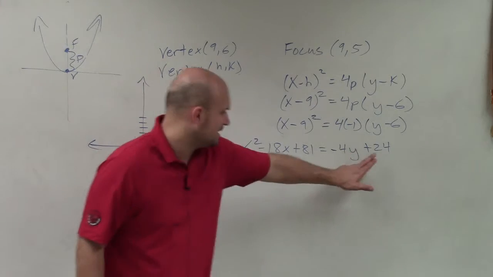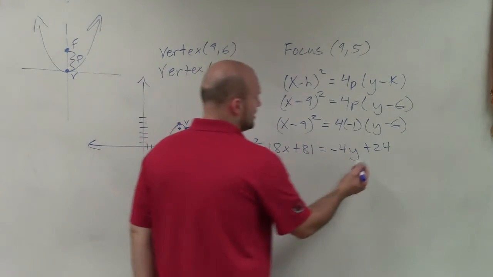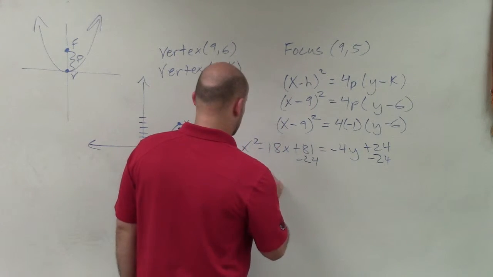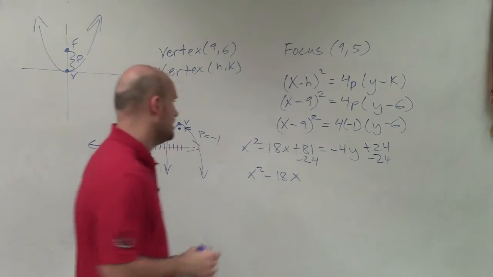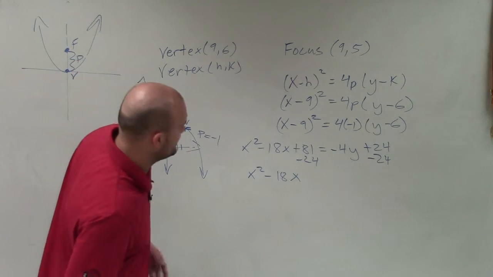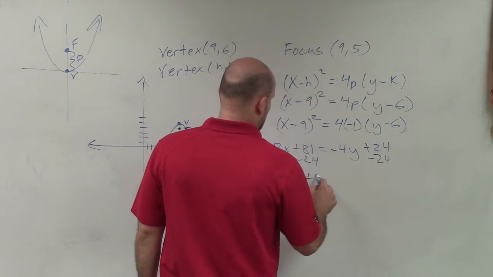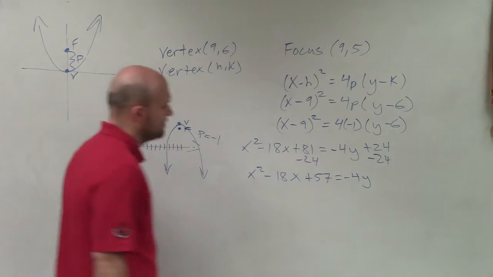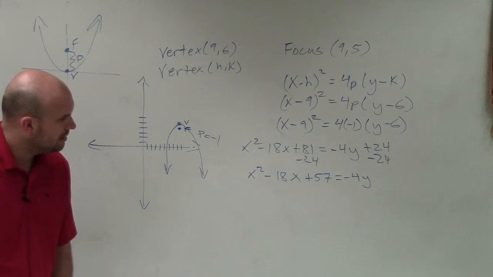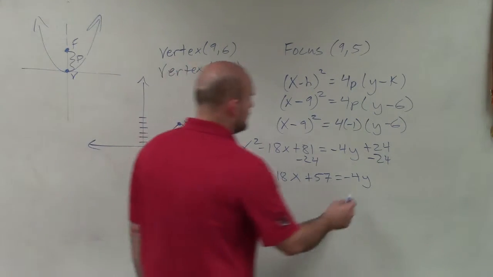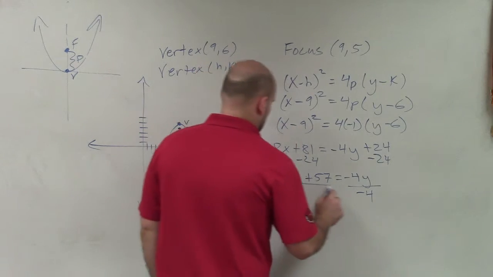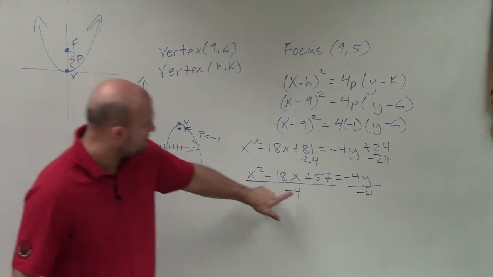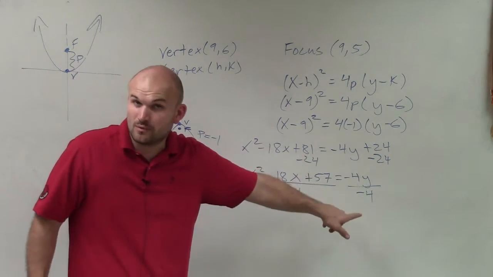Now all I simply need to do is solve for my y by undoing, using my inverse operations. So I'll subtract 24 on both sides. So I have x squared minus 18x, that's going to be 81 minus 24, so it'd be 57, plus 57 equals -4y. Okay, now I need to divide by -4 on both sides. And when I go ahead and do that, I'm going to want to divide that -4 into each and every one of these terms.